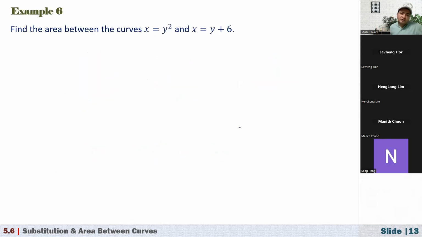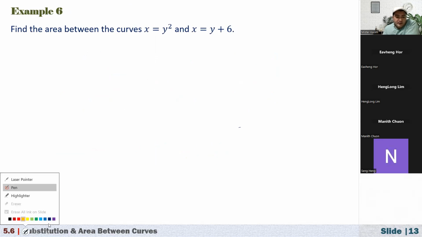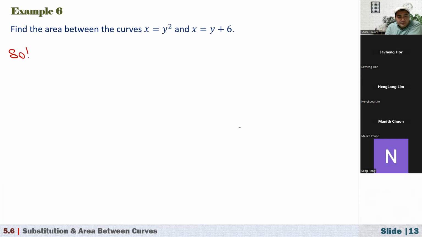Example: find the area between the curves x equals y squared and x equals y plus 6. One way is to immediately change x to y, and this x to y is fine. But here, just for practice purposes, I'm not going to change this and will do it in this way. Because if I changed x to y, and y equals x squared, and y is equal to x, it would be quite a similar thing.